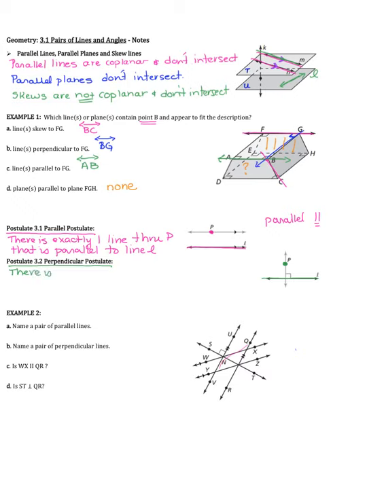So there is exactly one line again through P that is perpendicular. And again, remember, we use this upside down T to represent perpendicular, so I don't have to always write it out, to line L. Line L, almost forgot my E there.